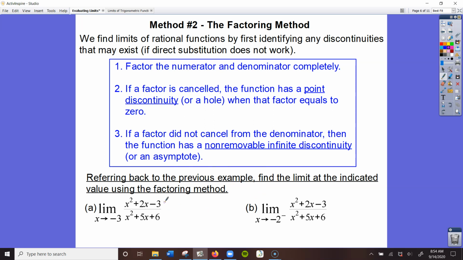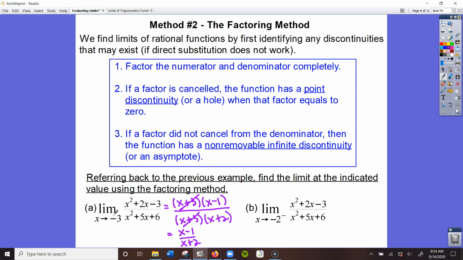So we're going to go ahead and look at this numerator. x squared plus 2x minus 3 can be factored to be (x plus 3)(x minus 1). And then x squared plus 5x plus 6 can be factored to be (x plus 3)(x plus 2). So then what happens here is that these x plus 3's cancel, and I'm left with the rational function (x minus 1) over (x plus 2).